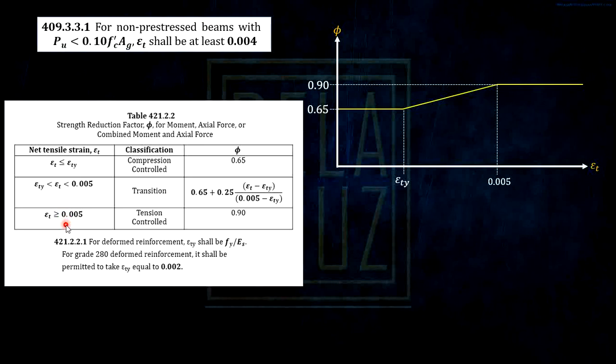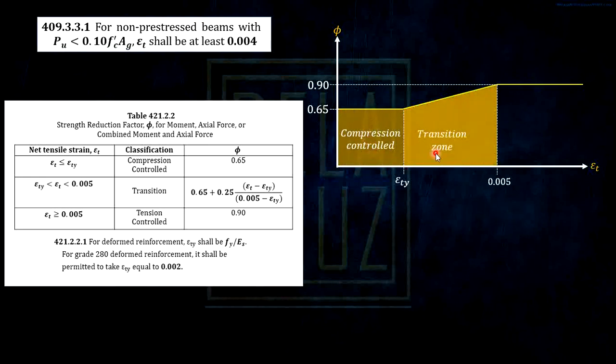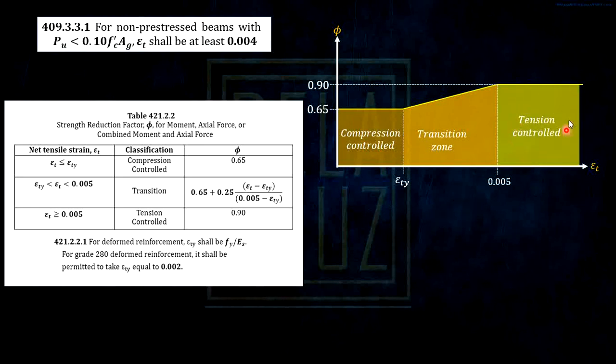Okay, and it says here that if epsilon t, the actual strain of the steel, is greater than 0.005, that is tension controlled, and our reduction factor is constant at 0.9, and that is very advisable sa design. Dapat gamitin natin yung 0.9 to ensure ductility. Okay, now this is the compression controlled here, this is the transition zone, and this is the tension controlled zone. Okay, ito yung pinaka-advisable na gamitin.